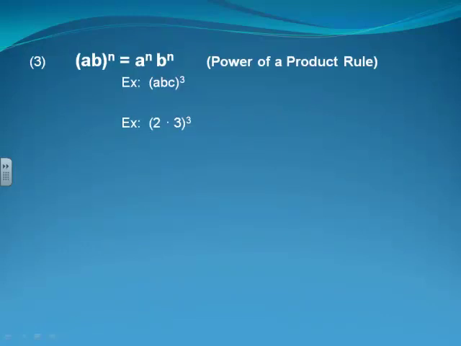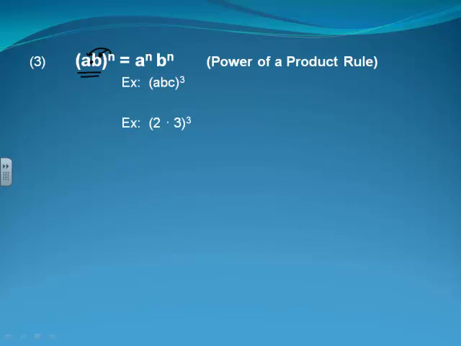Property 3, the power of a product rule, says if you have multiplication in your group, and that group is raised to a power, then you can take that power and split it out to each factor in the product, and you get an equivalent answer. A lot of times people talk about that as distributing your power. Technically, that's not really correct. This isn't the distributive property, but it's the same type of thought process, so I'll probably refer to it that way as well. The key, though, is you have to have multiplication in your group.